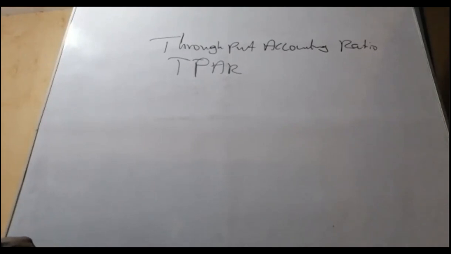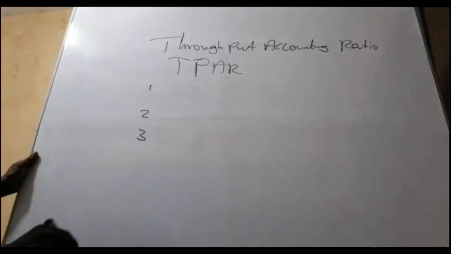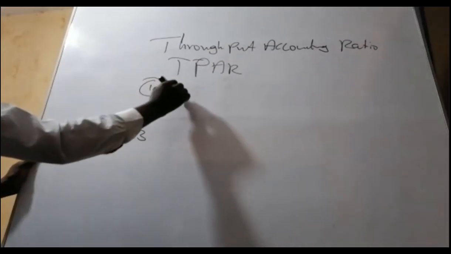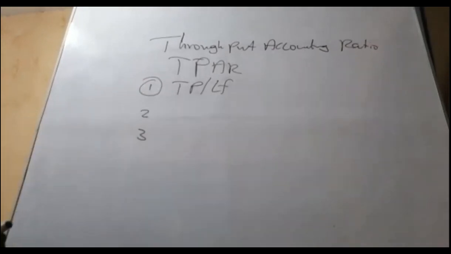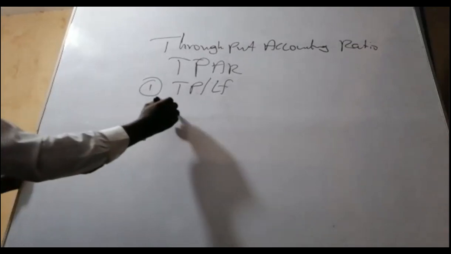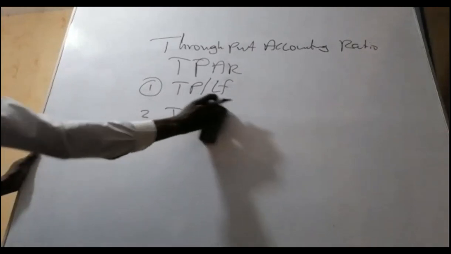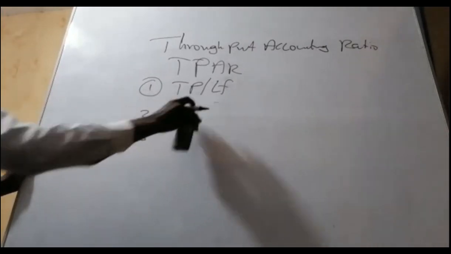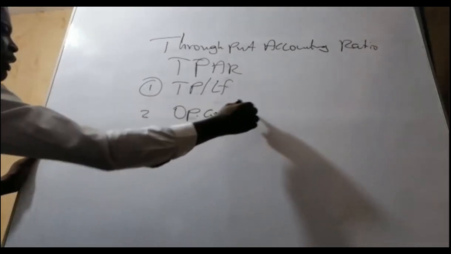So how do you get that one? There are three steps. Step 1, calculate the throughput per limiting factor. We've done that. Step 2, calculate the operating cost per limiting factor. Step 3, divide step 1 by step 2. You are done.